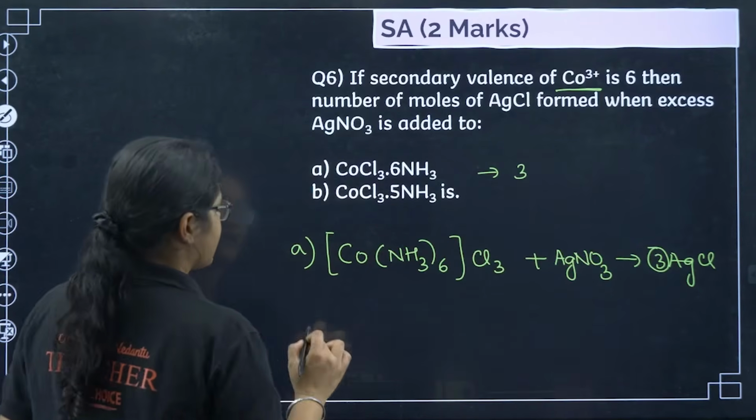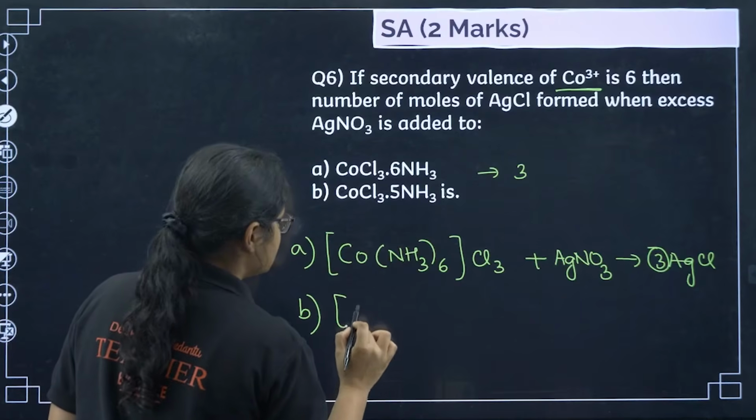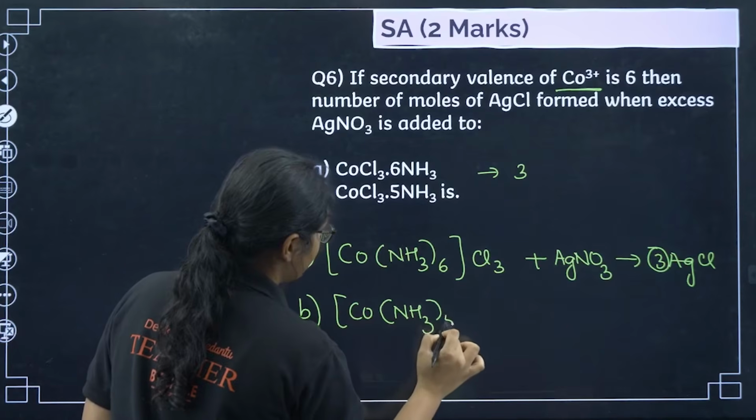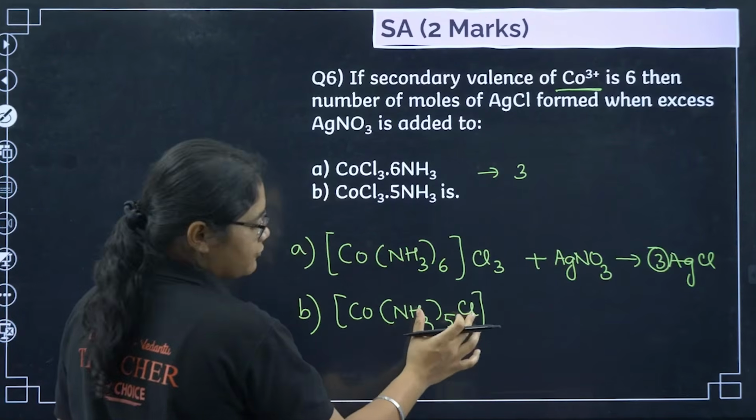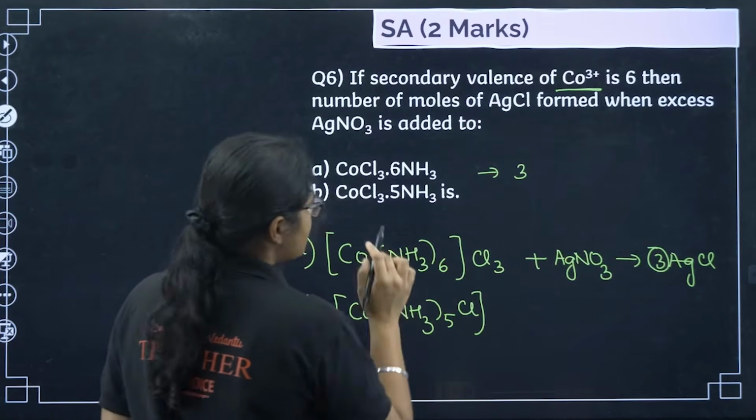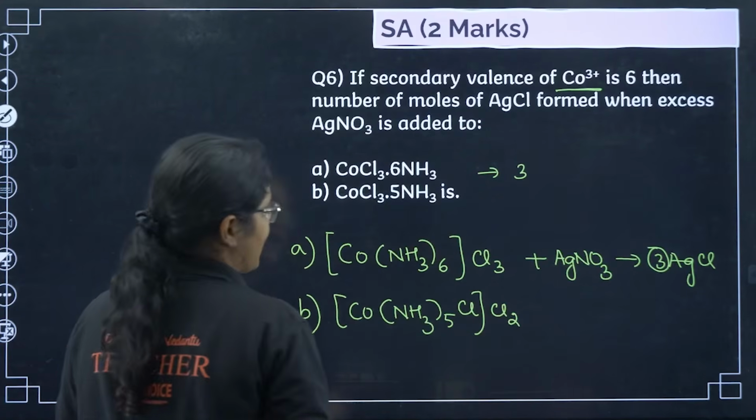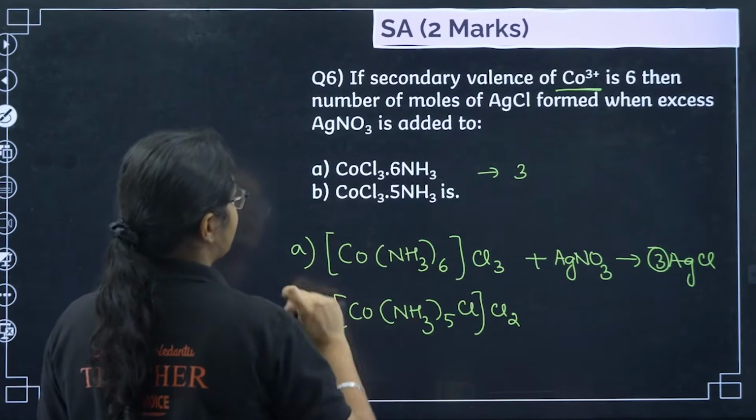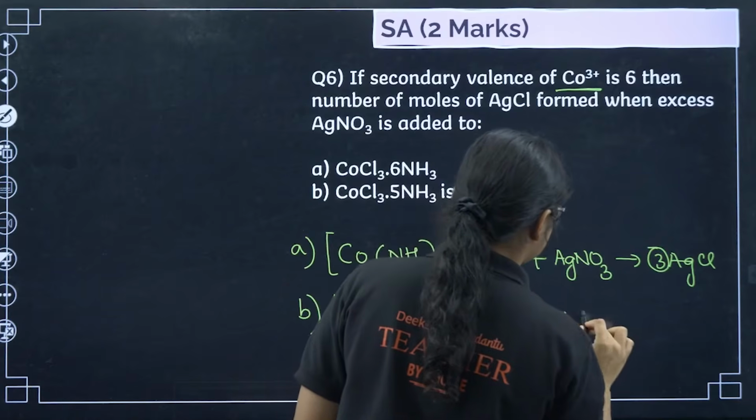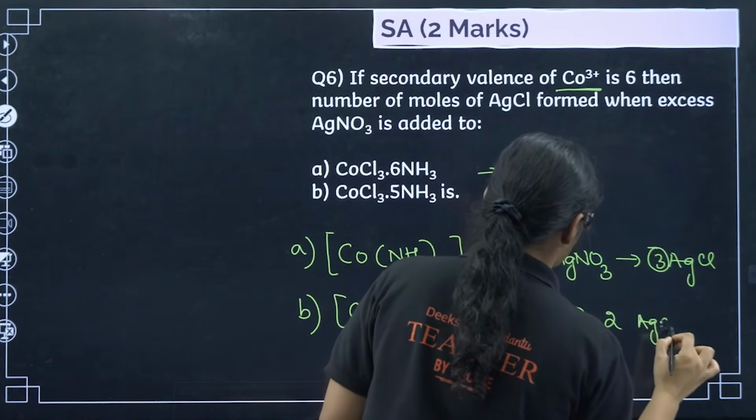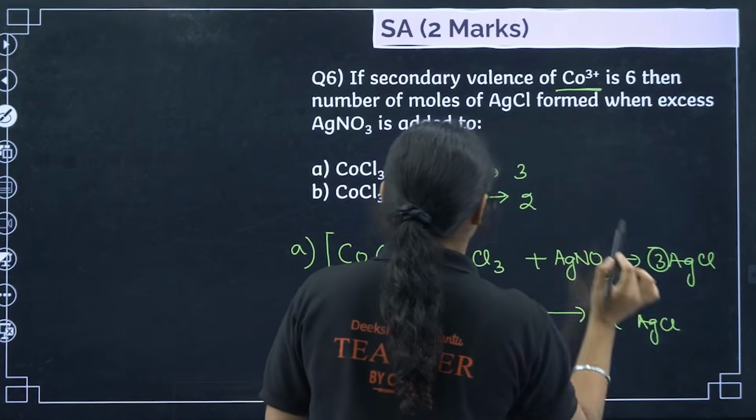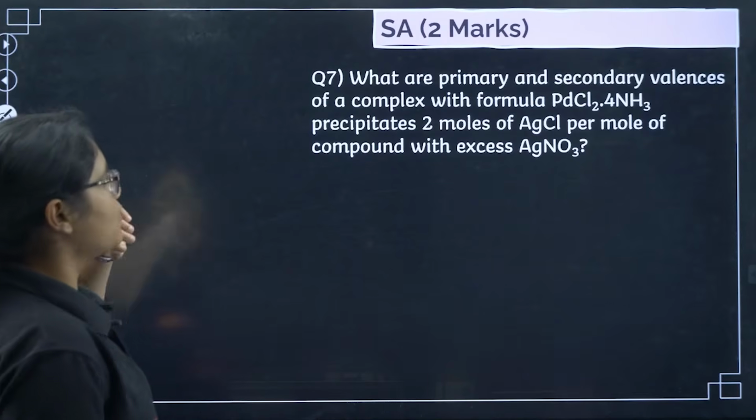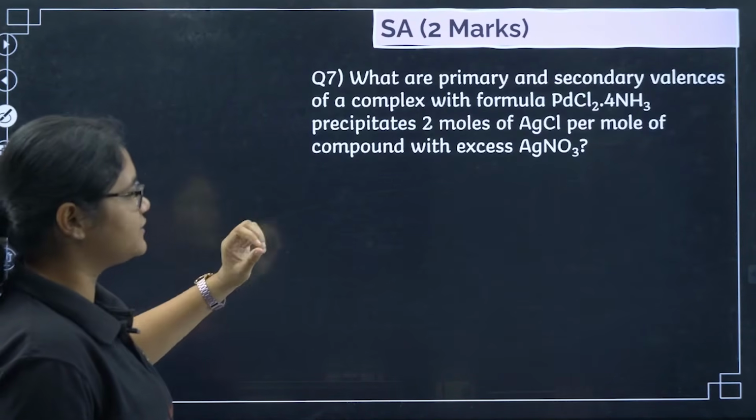Now coming to the second one, again there is Co, and [Co(NH3)5Cl] is there. I take 1 chlorine inside because I have to maintain the coordination number of 6 here. So how many chlorine are remaining outside? We have 5 plus 1 is 6, 3 minus 1 is 2, so here we have 2 chlorine outside, so this one will give me 2 moles of AgCl. That is 2. Okay, clear?